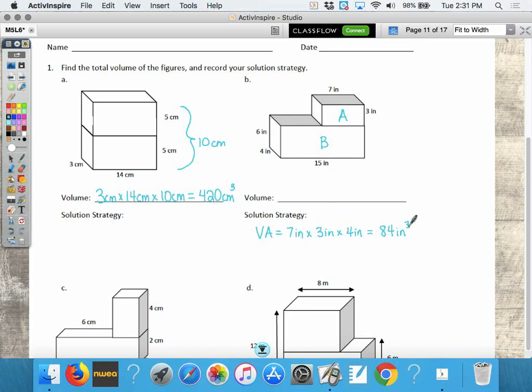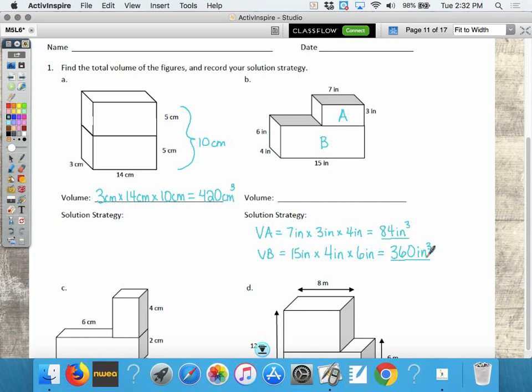And the volume of B, I can do 15 inches times 4 inches times 6 inches. And that gives me 15 times 4 is 60. So 60 times 6, 360 cubic inches.